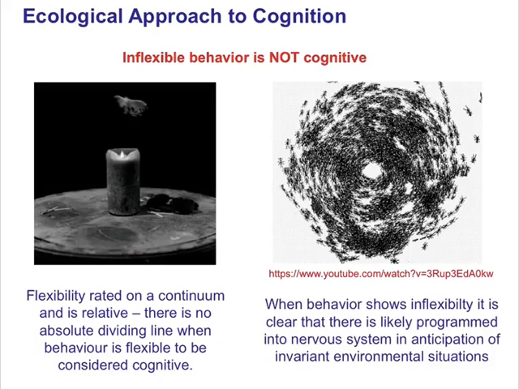And when behavior shows inflexibility, it's clear that there's likely some programming that's occurred into whatever organisms we're thinking about, into their nervous system, in anticipation of some invariant environmental situation. Think about the moths navigating with the moon. I mean, human artificial lighting is just a little over 100 years old. And so moths, of course, have been around for millions of years, and using the moon or stars to navigate is a very good strategy until very recently. So that's a case of inflexibility.